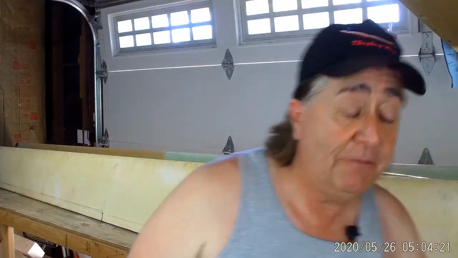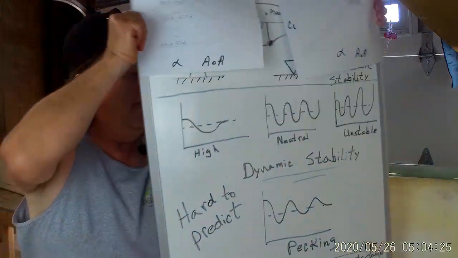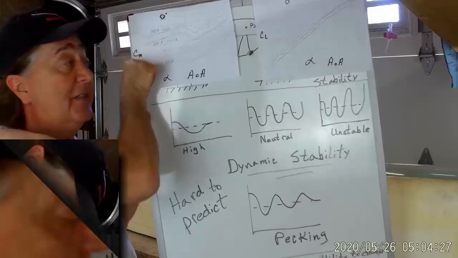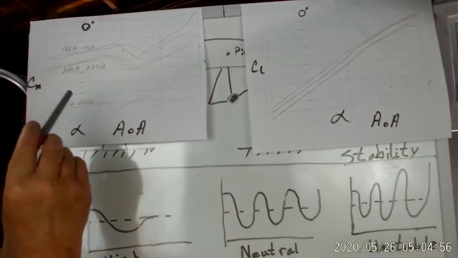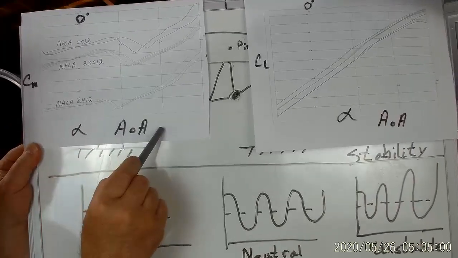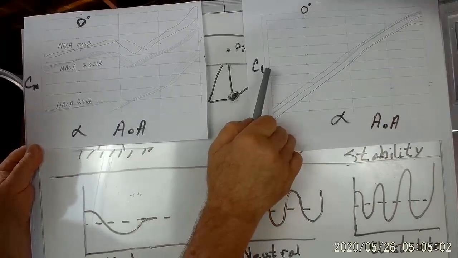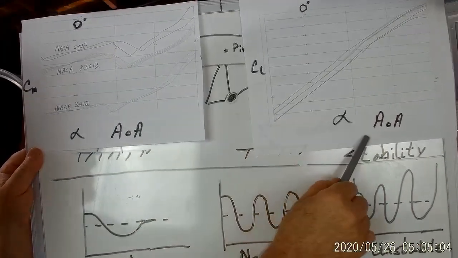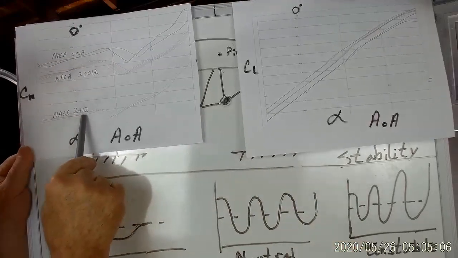So let's look at the first one first. And I've changed my board here. I'm going to bring it back up. I'm going to put this back up on the table and let me fiddle with this, make sure that you can see it. And we're going to talk about these two charts at the top here. This chart is pitching moment versus angle of attack. And this chart over here is the coefficient of lift versus angle of attack. Pitching moment is what we're interested in.